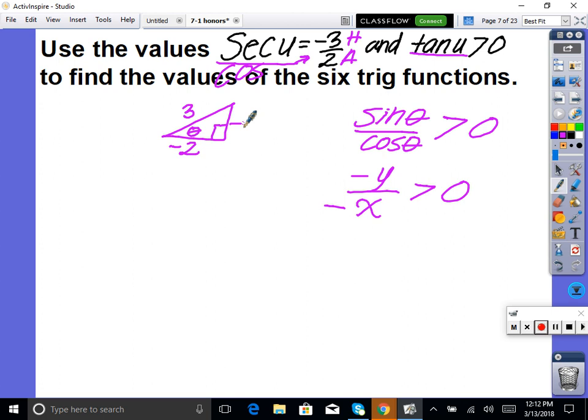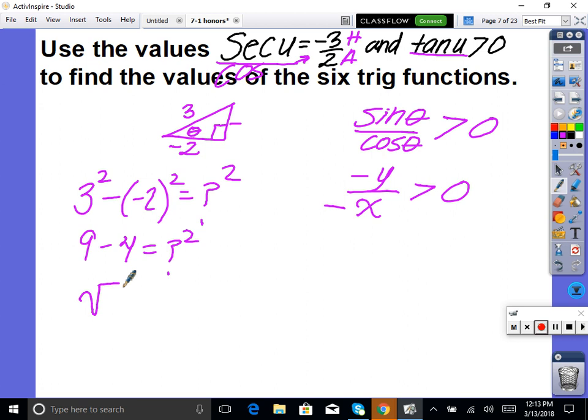So we would put a negative, and then we would go through and find this side. So we would do 3 squared minus negative 2 squared equals question mark squared. 9 minus 4 equals question mark squared. So the square root of 5 equals question mark. So it's negative root 5. And now we can do sine, cosine, tangent, secant, cosecant, cotangent. I'm not going to list them all out. Everybody good? That was review.